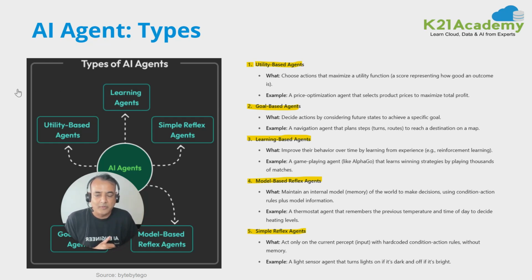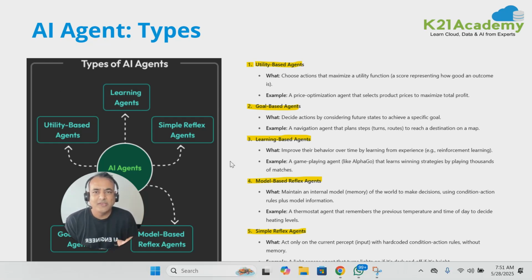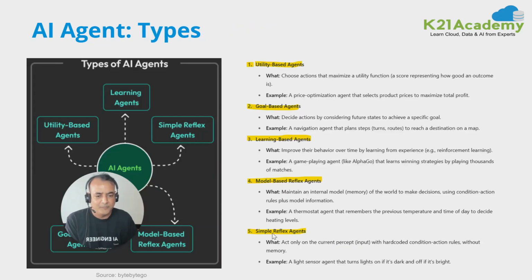And there are two others here. The model based reflex agent has a memory, and based on the previous memory, it behaves and responds. For example, a thermostat agent remembers the previous temperature, and based on the time, let's suppose in the morning it needs to heat up more, or in the evenings, then it will change and act based on that. Or there are simple reflexes, which are just simply reflecting an input and responding as well.